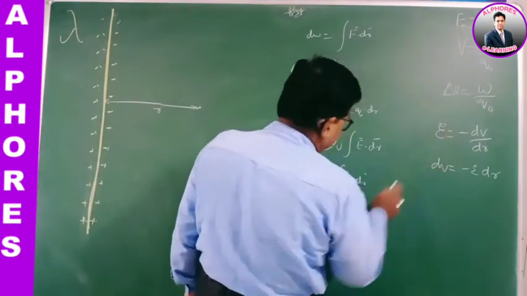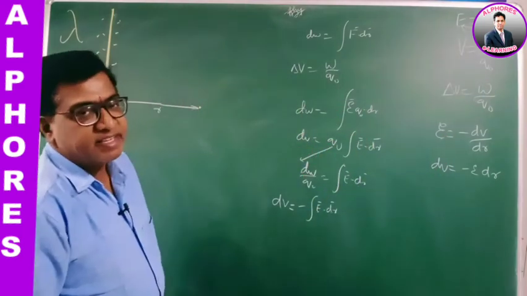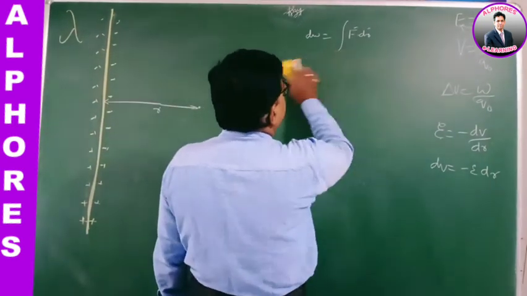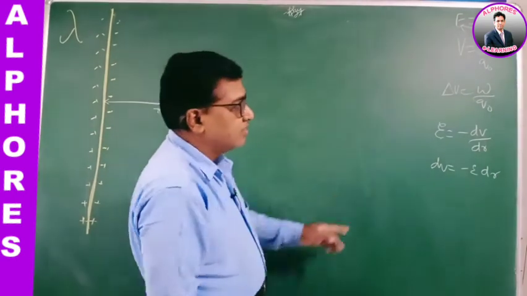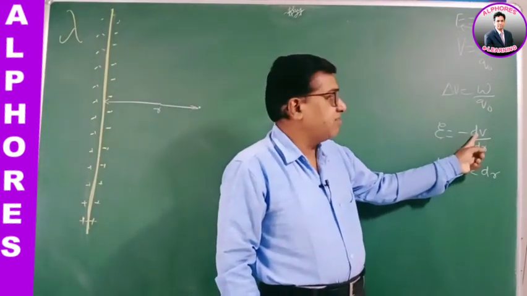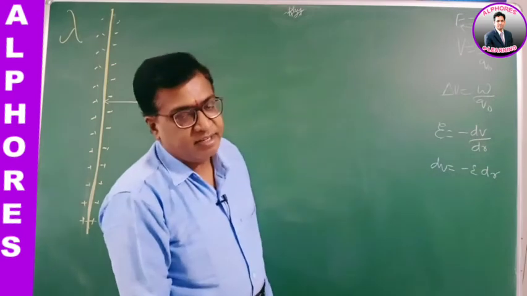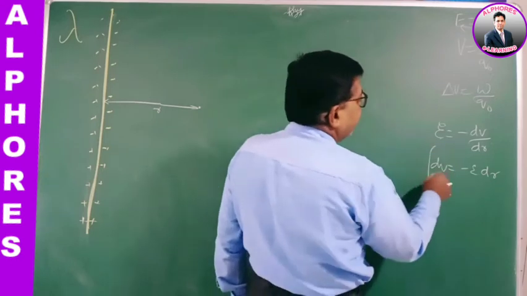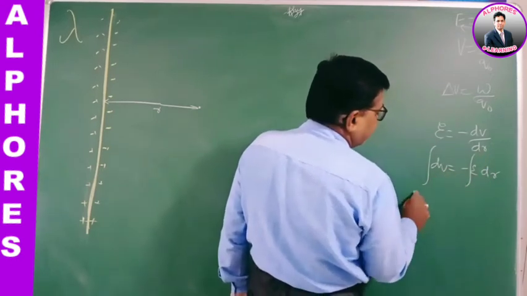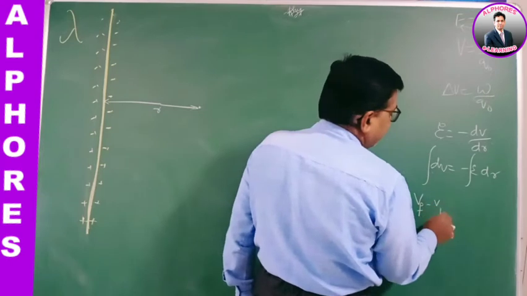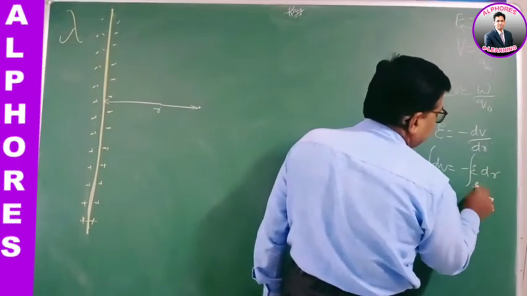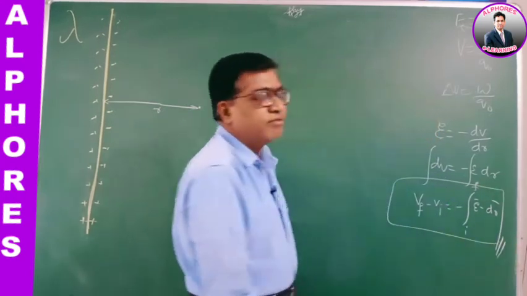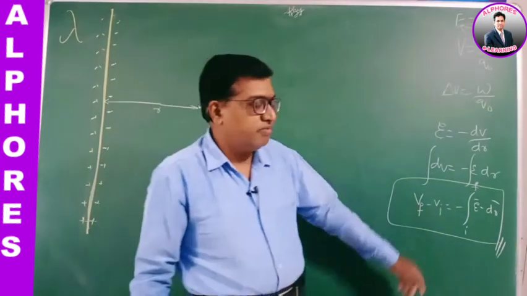And from this I can write E is minus dV by dr. So the electric field strength is the negative of the potential gradient. Electric field intensity is the negative of the potential gradient in that field between any two points, or dV is equal to minus E dr. If I integrate on both sides, the potential difference V final minus V initial is minus integral from initial to final of E dot dr. So this is the final statement of the potential difference, the relation we have got.